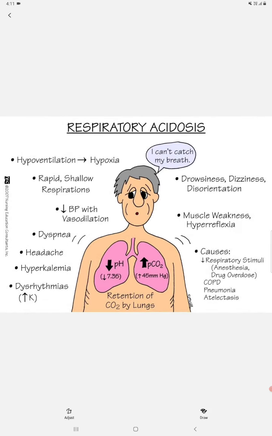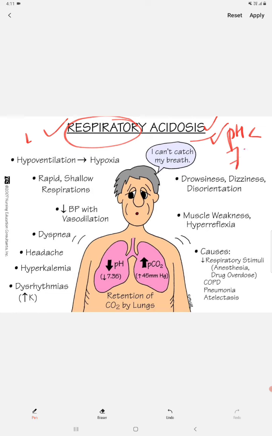We are coming to the first one, that is respiratory acidosis. Okay, respiratory acidosis means what? Respiratory, what is it for? Yes, it is related to the lungs. And acidosis means the pH is less than 7.35. So it is called acidosis.